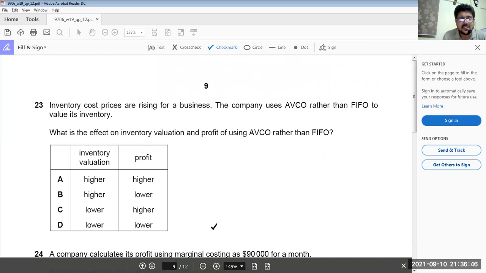23. Inventory cost prices are rising for a business. The company uses AVCO rather than FIFO to value its inventory. What is the effect on inventory valuation and profit of using AVCO rather than FIFO? So if you start using AVCO rather than FIFO, what will happen? Your inventory valuation is lower and your profit is lower.